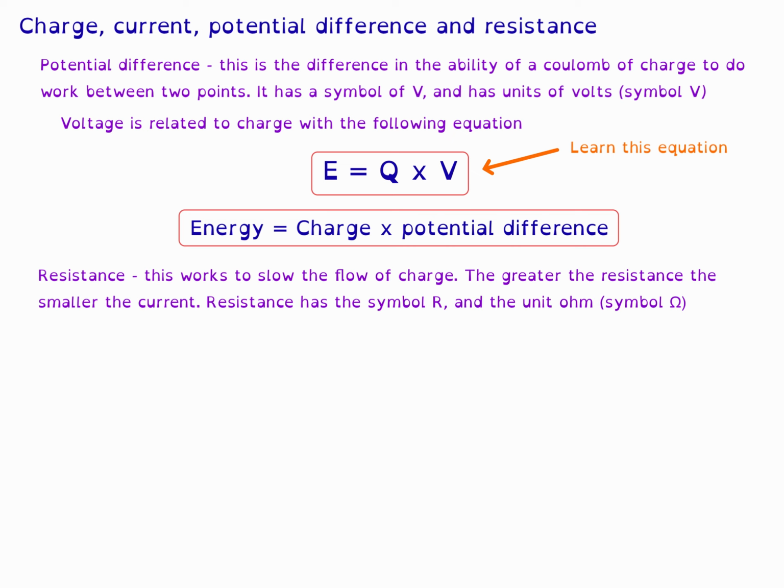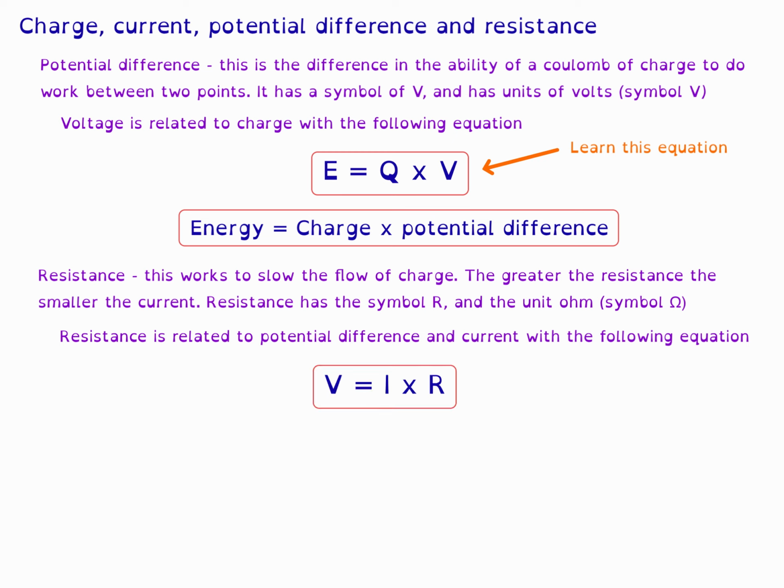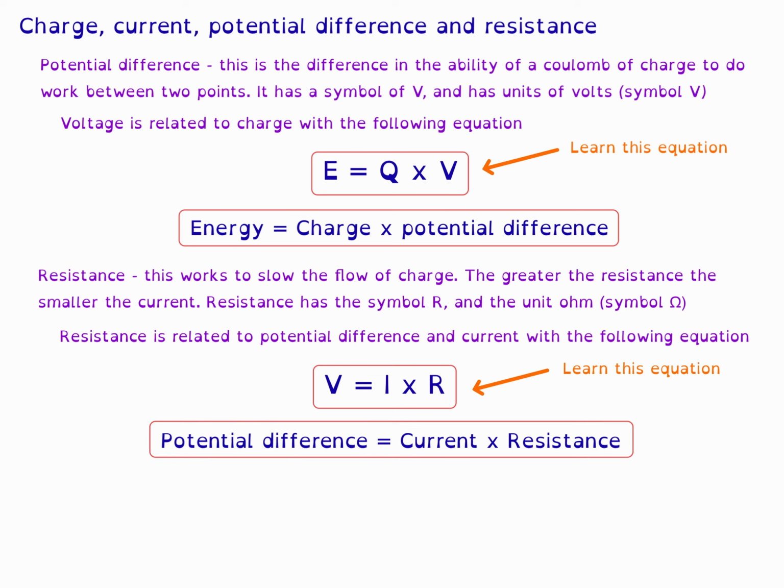Resistance. This works to slow the flow of charge. The greater the resistance, the smaller the current. Resistance has the symbol capital R and the unit is the ohm. Resistance is related to potential difference and current with the following equation: V equals I times R. And again, you need to learn this equation. This is potential difference equals the current times the resistance.